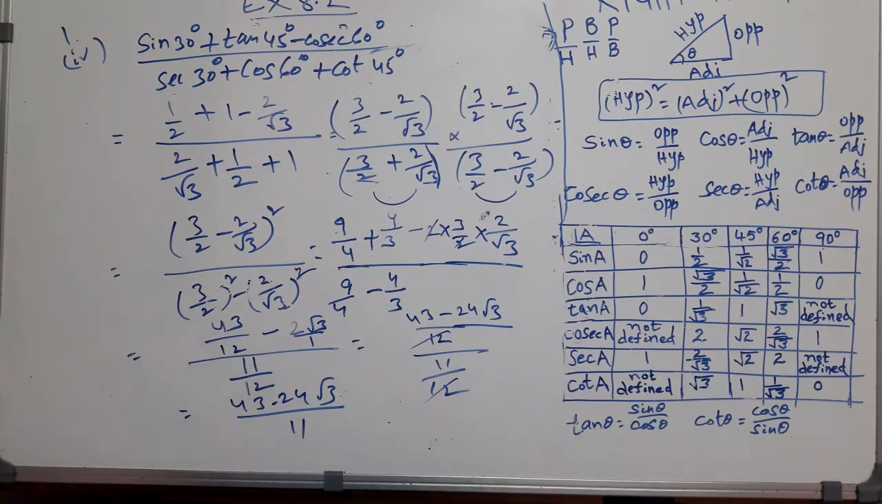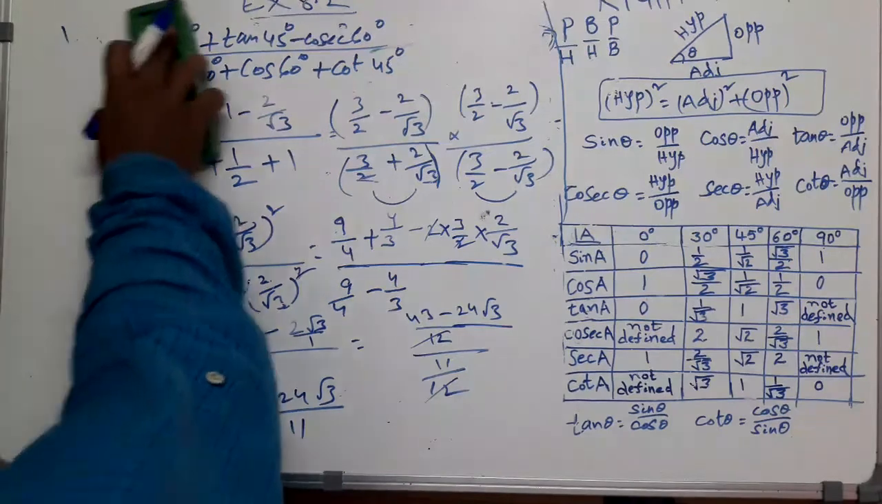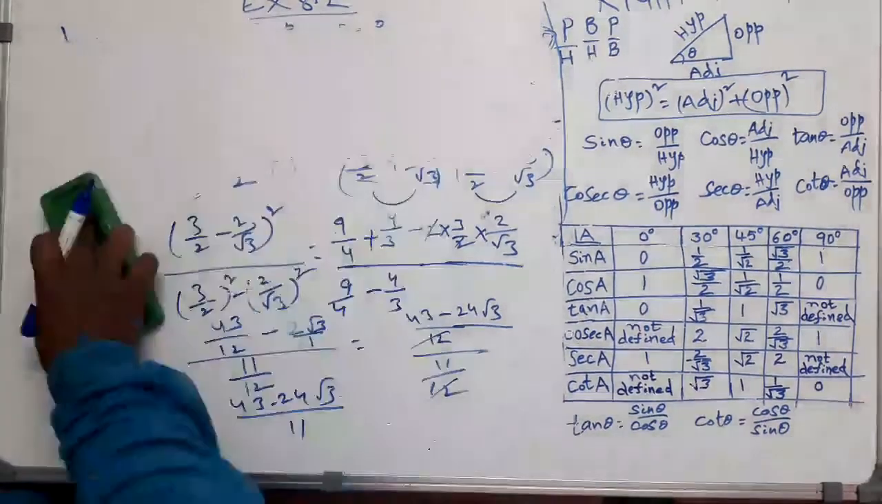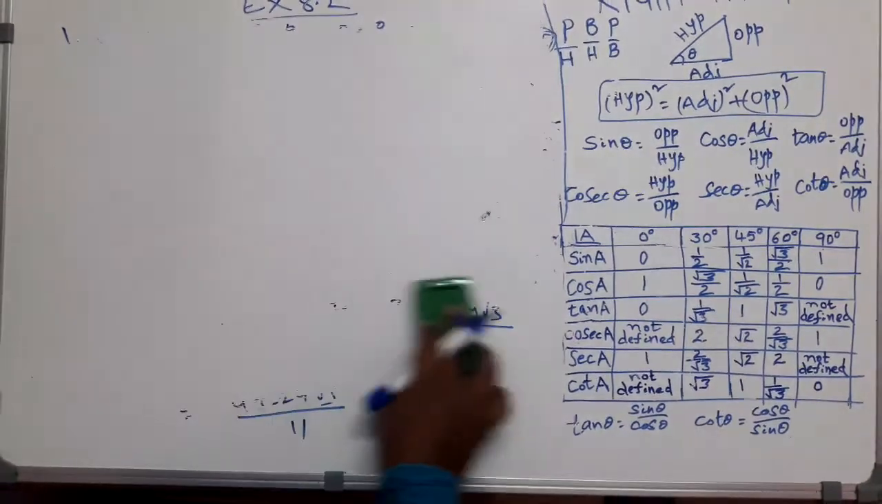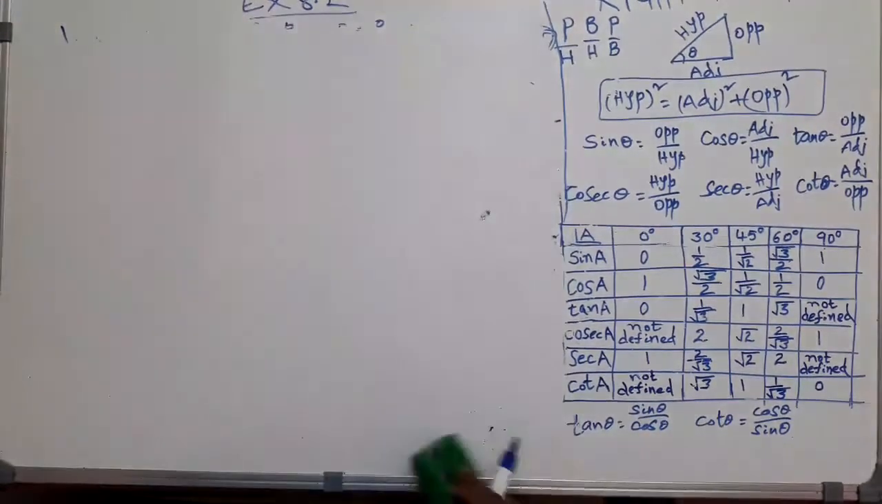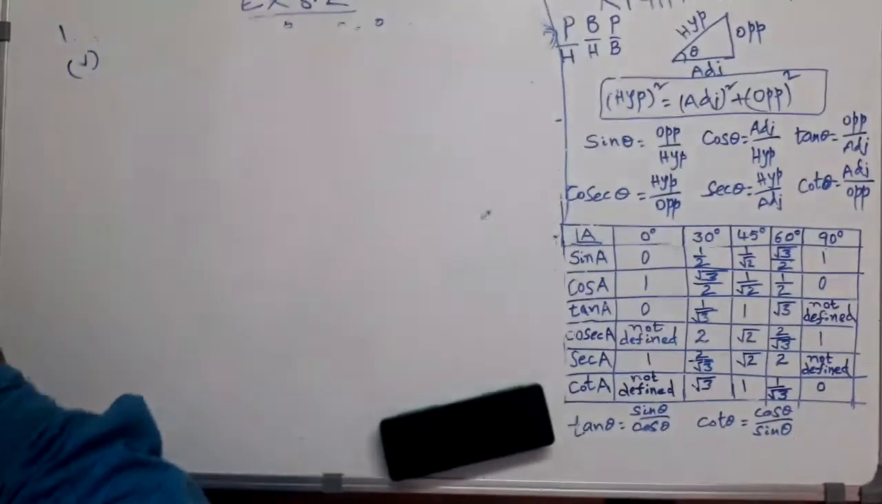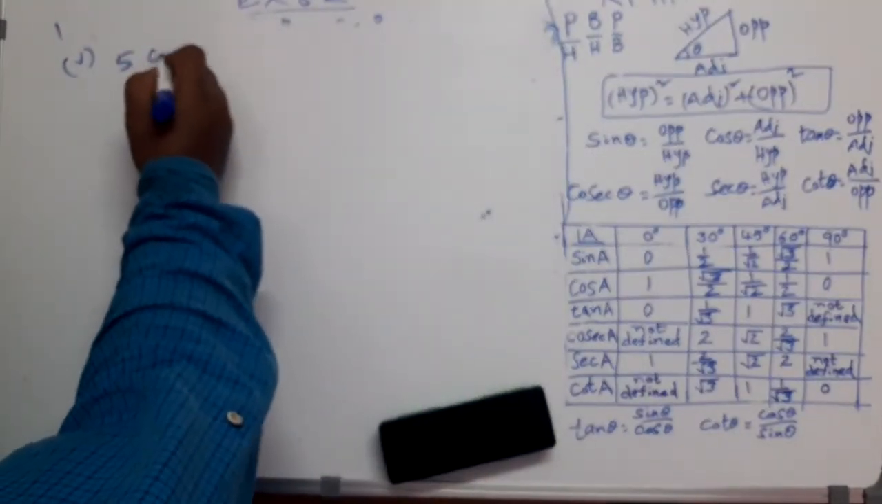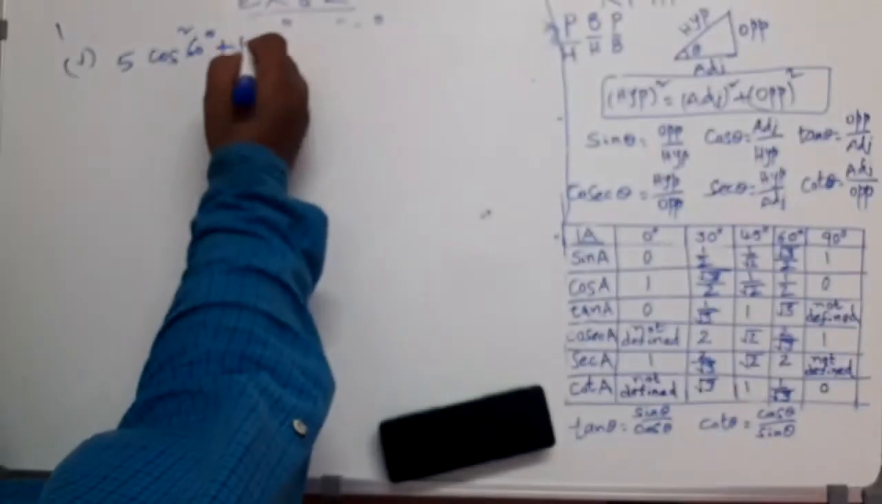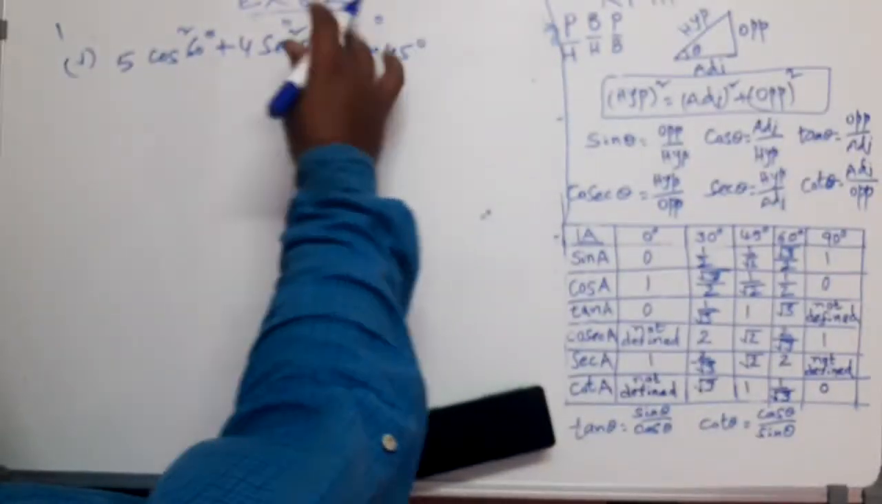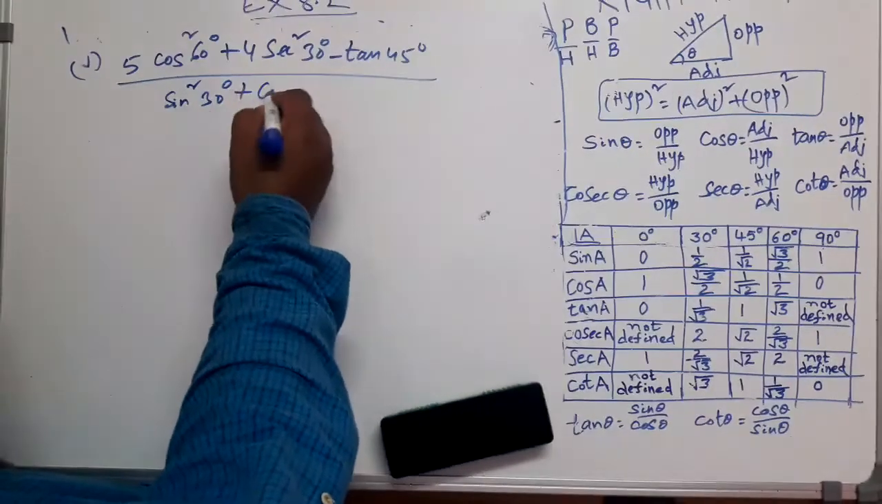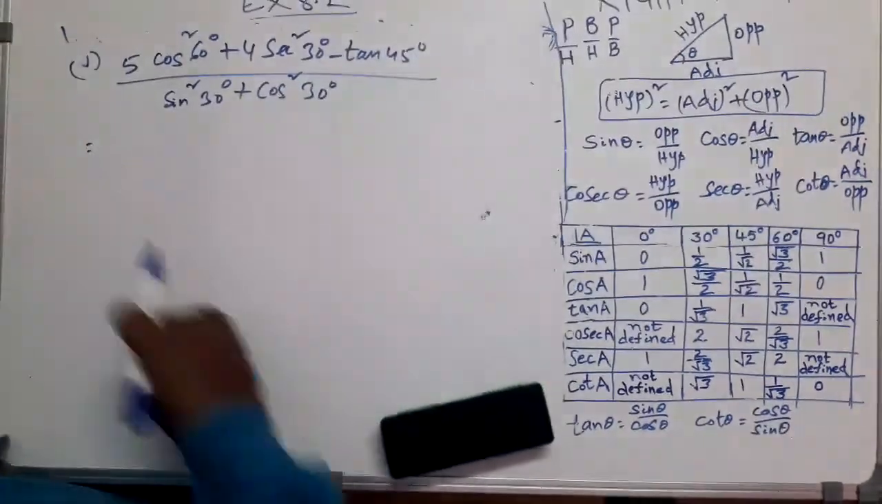Let us see the next, fifth part. Yes, what is part 5? 5 multiplied by cos square 60 degrees plus 4 multiplied by secant square 30 degrees minus tan 45 degrees upon sin square 30 degrees plus cos square 30 degrees. This is the question below.